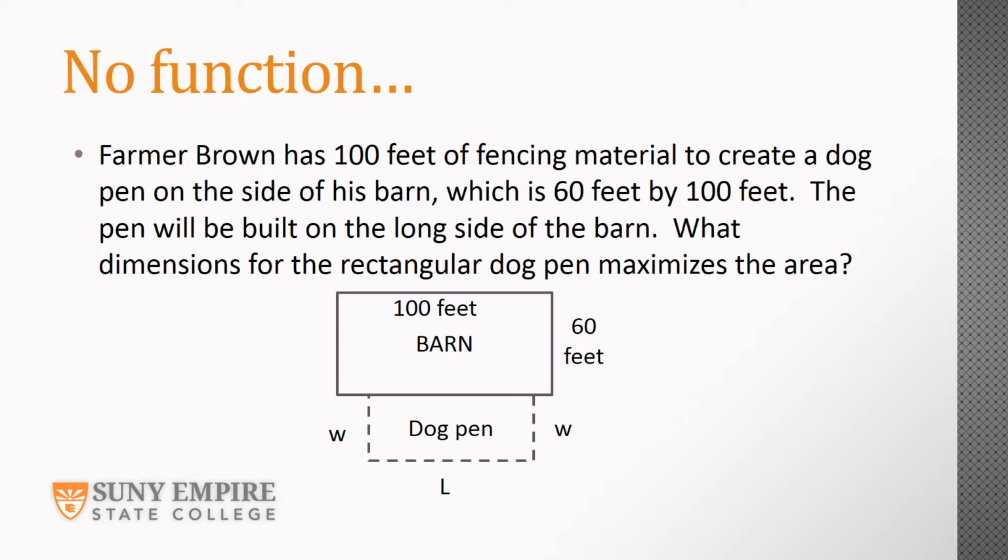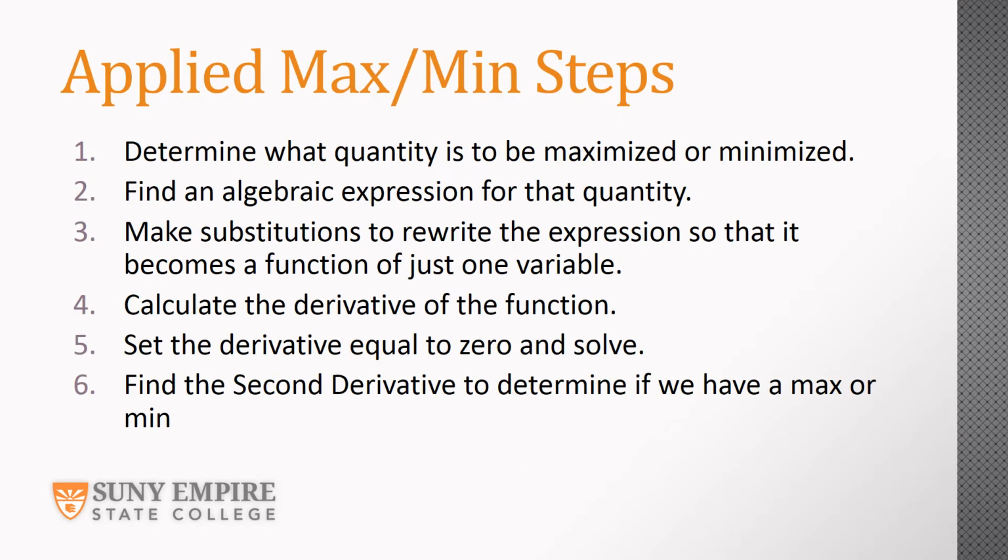But what happens if there is no function clearly visible to optimize? Suppose Farmer Brown wants to build a dog pen on the longer side of his barn, which is 60 feet by 100 feet. He has 100 feet of fencing material with which to build the pen. Of course, he wants to give his dogs the most room possible in their pen. What should be the length and width of the dog pen?